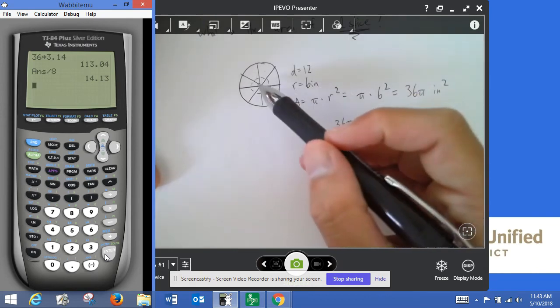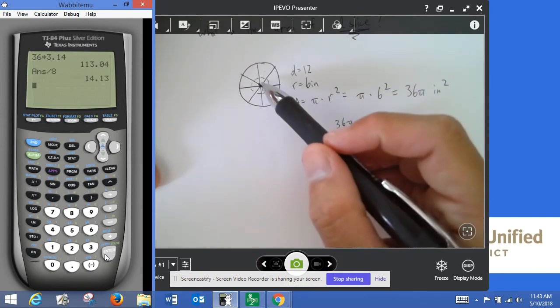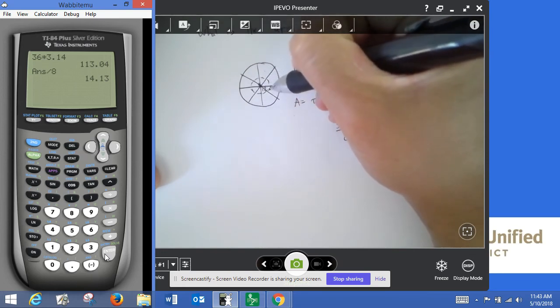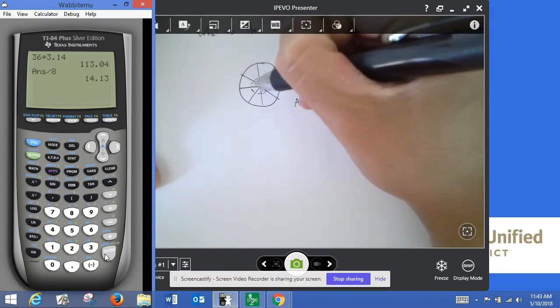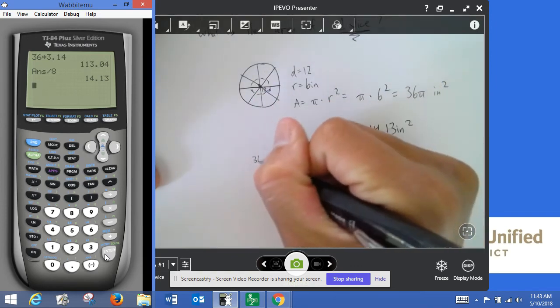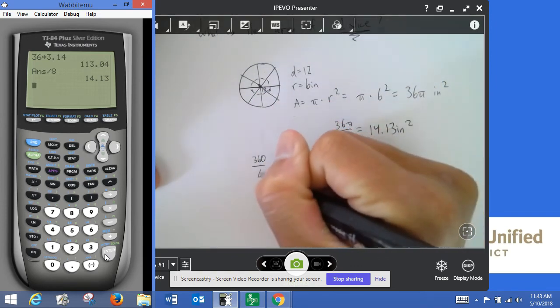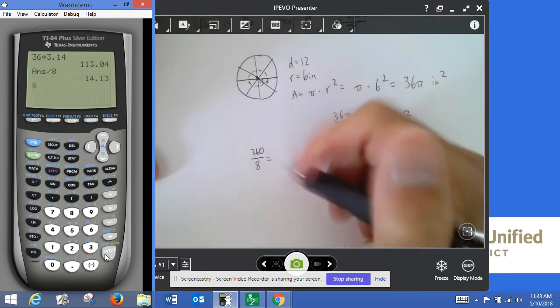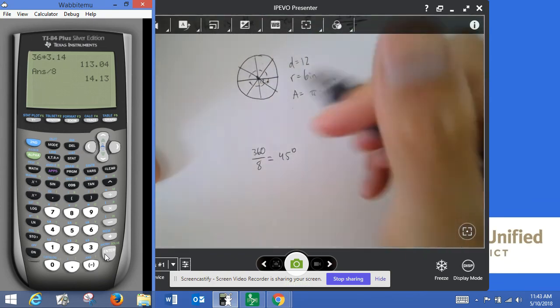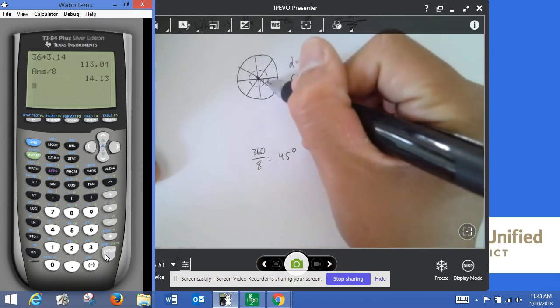Let's say I wanted to do this a different way. First I would ask you how many degrees are in each of these slices. What is that going to look like? You would just take 360 degrees and divide it by 8 slices, and then you know that each of these is 45 degrees in terms of a cut, 45 degrees, right?